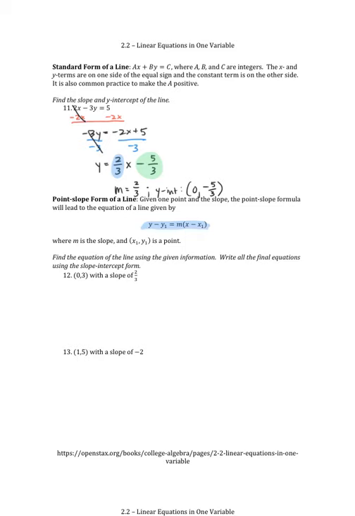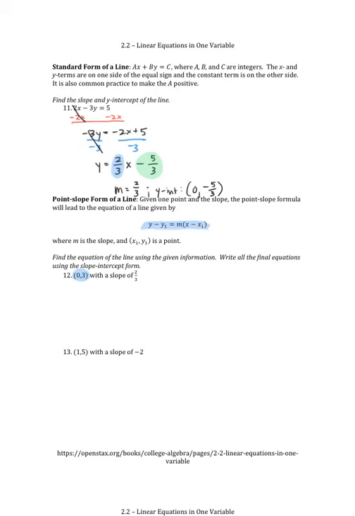Okay, so for the next ones, we want to find the equation of the line using the given information. Write all the final equations using slope-intercept form. So for number 12, we want to really look at what we are given here. We're given a point and we're given a slope. Since we're given a point and a slope, we could use the point-slope form. But look at what point we're given.